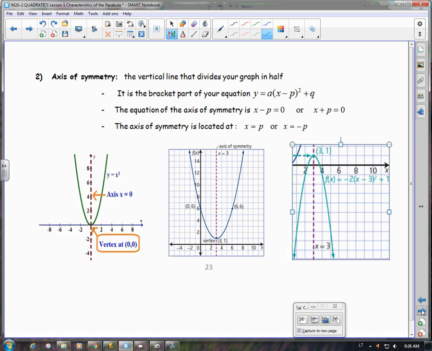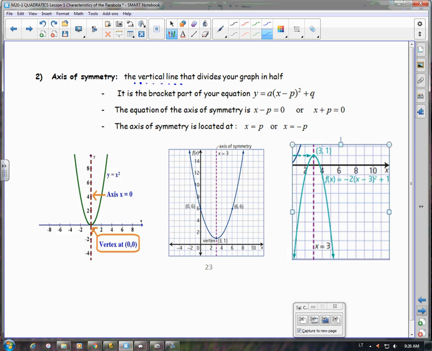As you move away from the vertex, the rate at which your parabola goes up for each step you go out is the same. So that's what we use this term for, axis of symmetry, or symmetry. The parabola has symmetry to it. Axis of symmetry is technically the vertical line that divides your parabola exactly in half, because it goes through the vertex. That vertex is the lowest point or highest point.